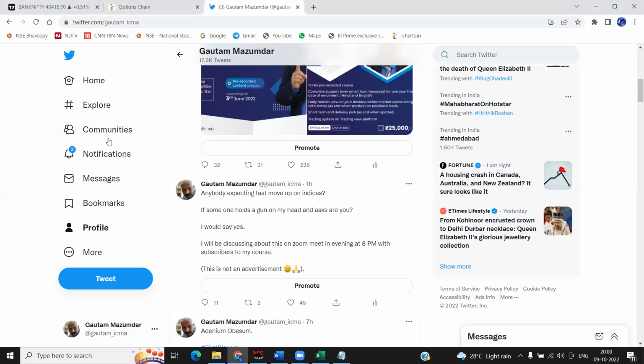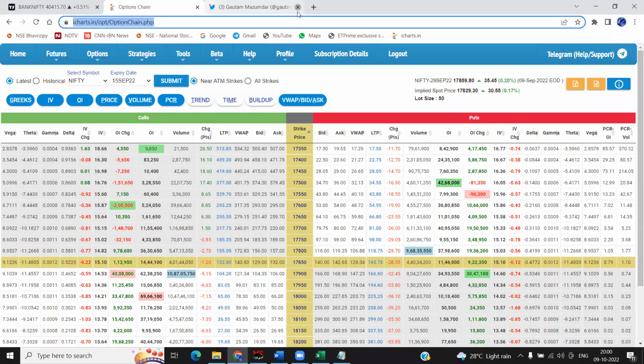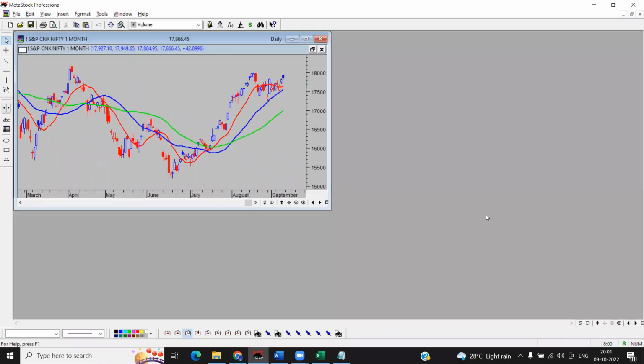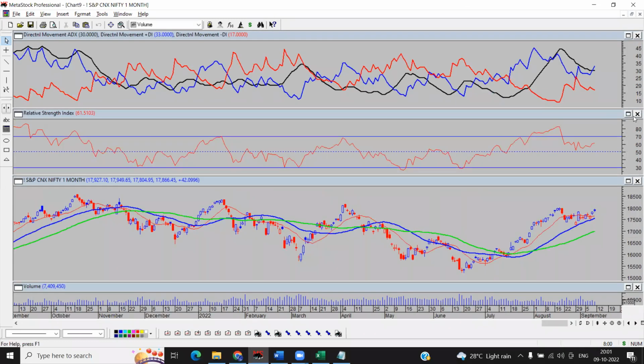Okay, I want to start right away. Why did I say that I'm expecting a fast move up on the indices? Any clue which you can give? Anybody? Plot the ADX here. What are you getting?